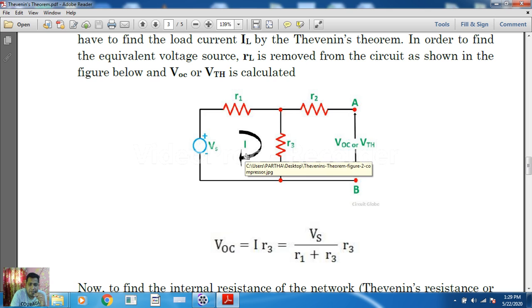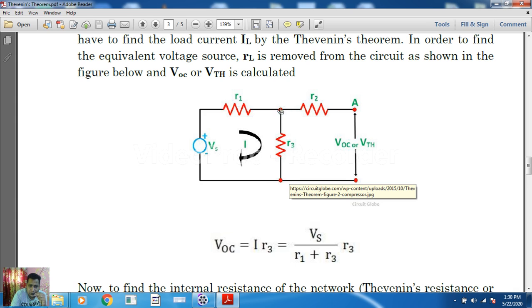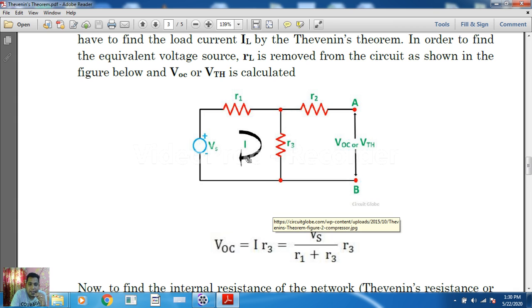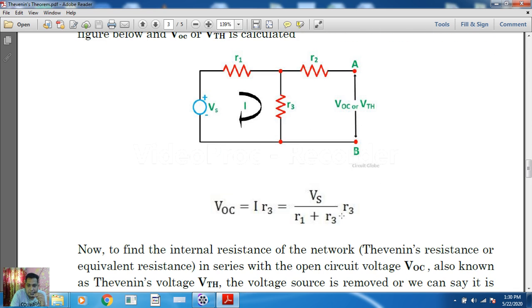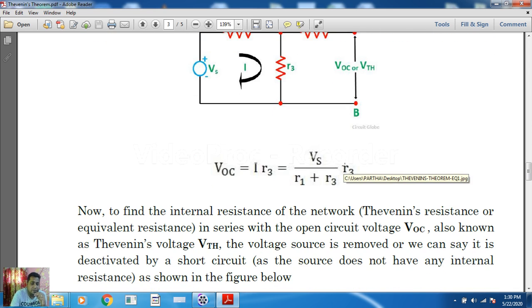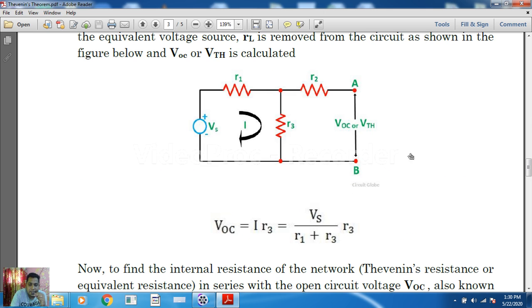So what is I? In this loop, again by Ohm's law, I is V by R. V is this Vs, and R is these two resistors connected in series because there is no current division at this node. So VOC, the open circuit voltage, is equal to I times R3, which is Vs by R1 plus R3, times R3. That gives us the open terminal voltage, our VTH. So the first step is done.